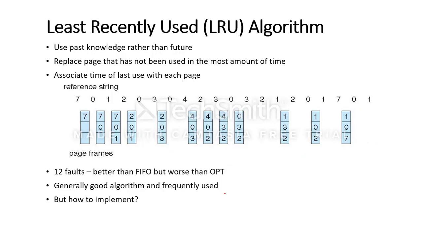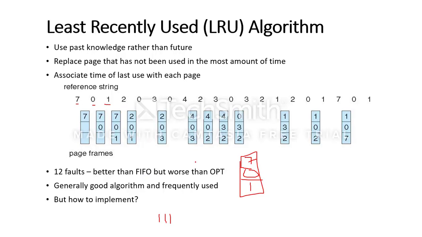Right? Again, I'm going to use our 3 frames. Right? 1, 2, 3. 7 is not there, page fault. Then you load 7. 0 is not there, page fault. Then you load 0. Then 1 is not there. You load it because it's also recording a page fault. So these are all page faults.